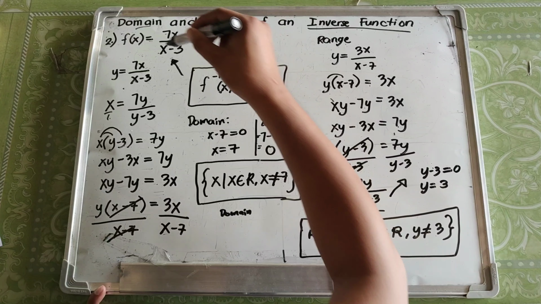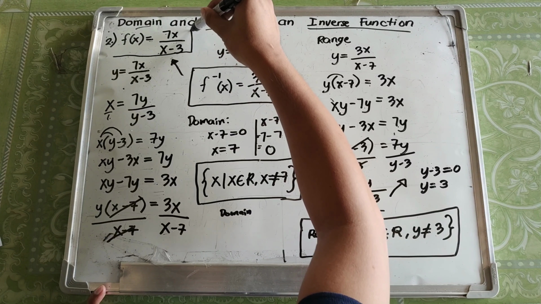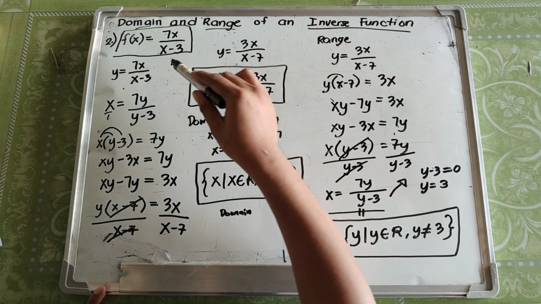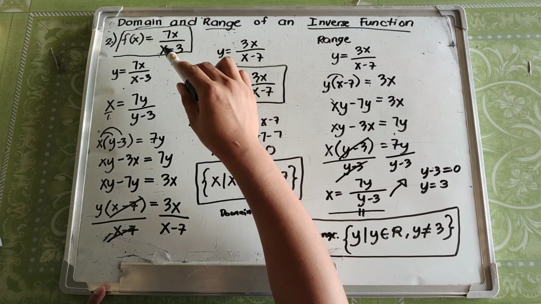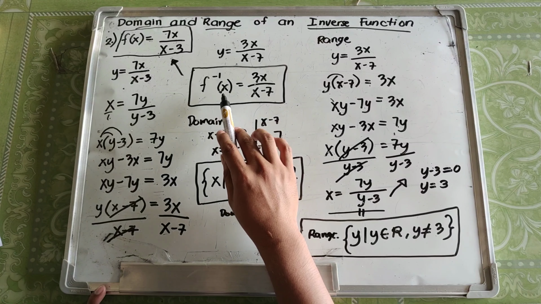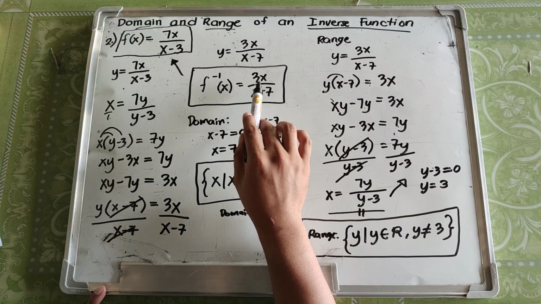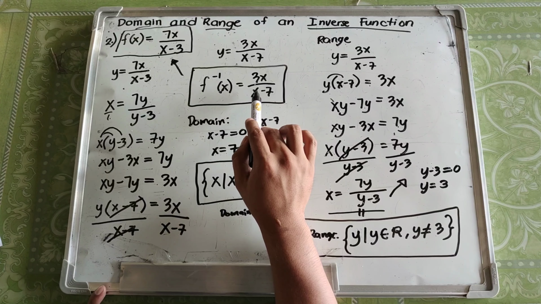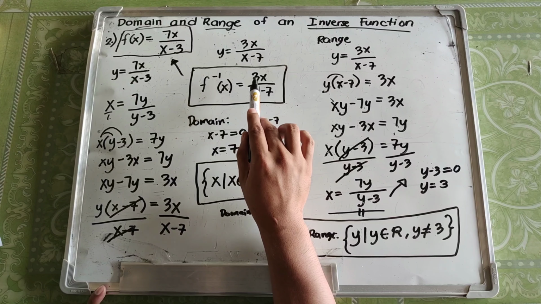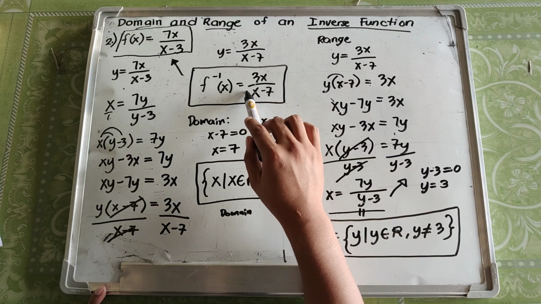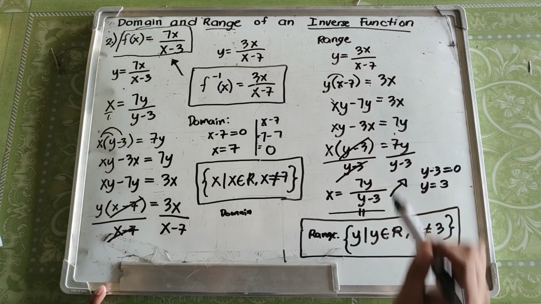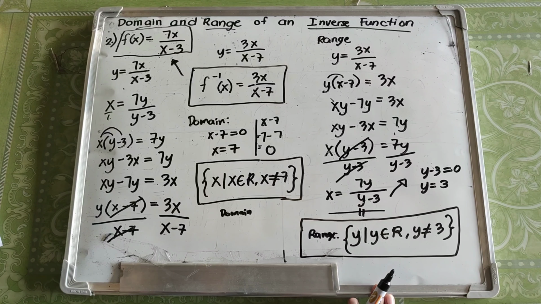Again, let me repeat from the original equation. What did we do? We found the inverse function. From this rational equation, 3x all over x minus 7, we applied the 4 steps and got the inverse function. From this inverse function, we find the domain and range. That's how we find the domain and range of an inverse function.